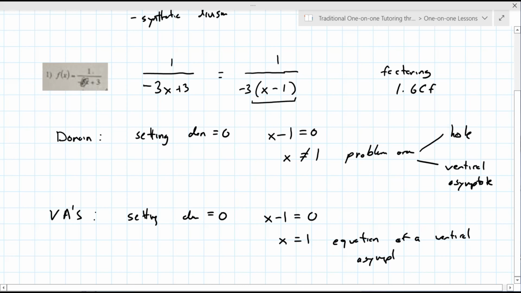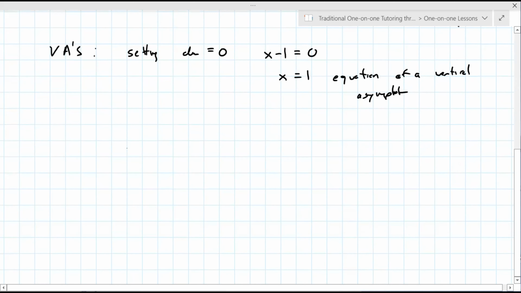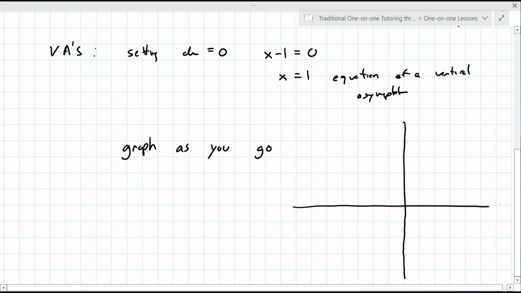Now, what I like to do is graph as you go. I don't wait till the end. I don't know what they tell you in the classroom, but I would not wait till the end to graph it. A vertical asymptote is a vertical line. It's usually a dashed line like this, and that gives us some information to start out with. Anything I've said so far unclear? Anything you're not understanding? Oh, I get it.